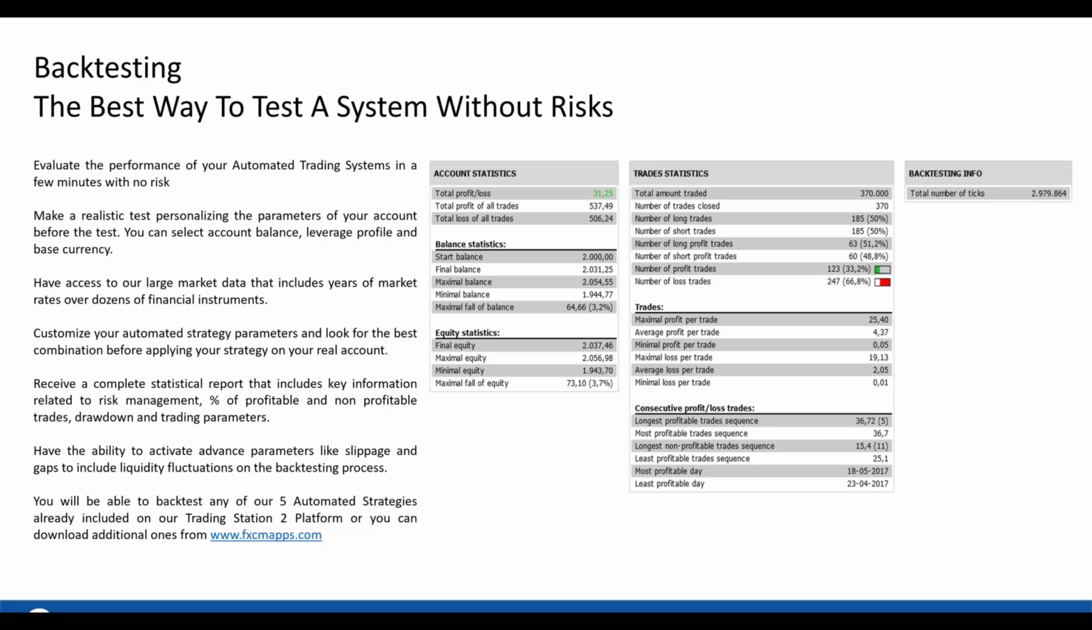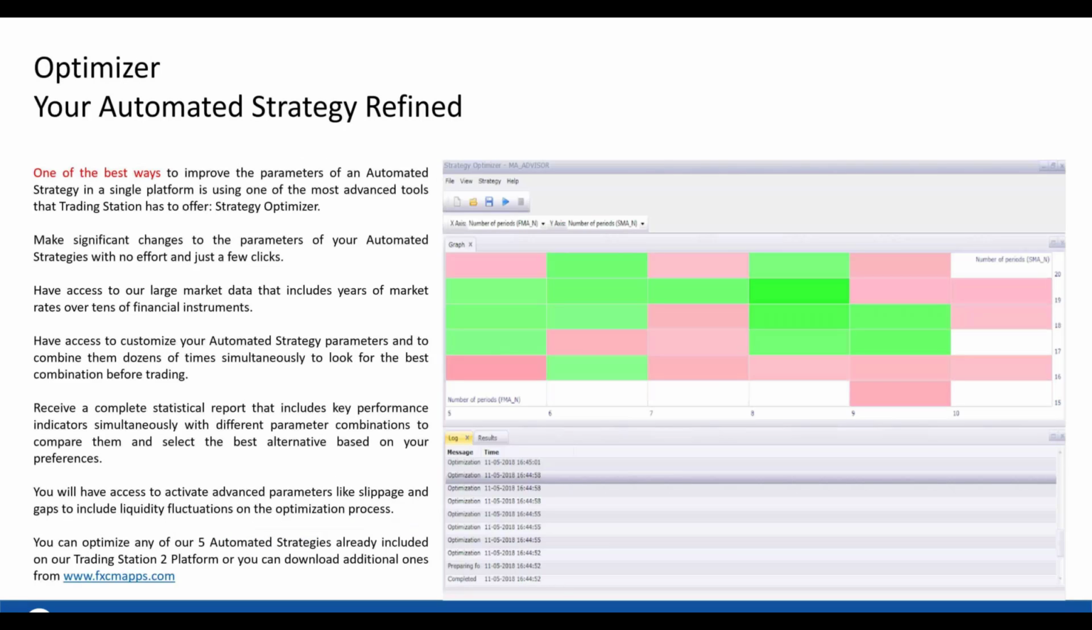Optimizer, your automated strategy refined. One of the best ways to improve the parameters of an automated strategy in a single platform is using one of the most advanced tools that Trading Station has to offer, your strategy optimizer. Make significant changes to the parameters of your automated strategies with no effort and with just a few clicks. Have access to our large market data that includes years of market rates over tens of financial instruments.